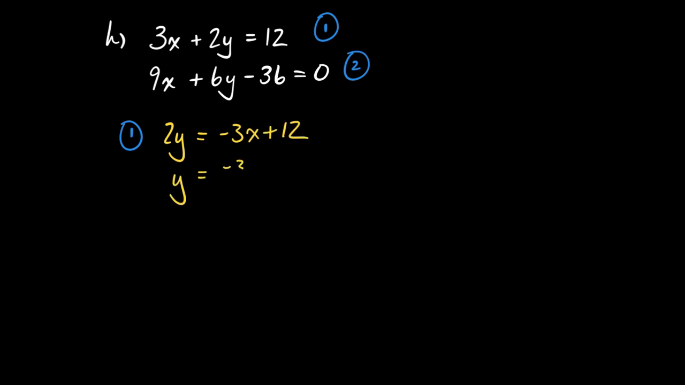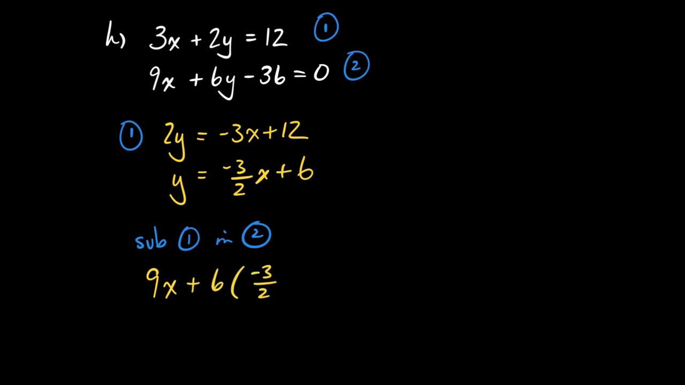then when I divide out my 2, that doesn't help me. I still have a fraction. But when I divide out a 2, at least there I get a whole number, an integer. So for me then to sub 1 into 2 isn't too bad. So replace my y with what it's equal to in equation 2. I can now expand my brackets.